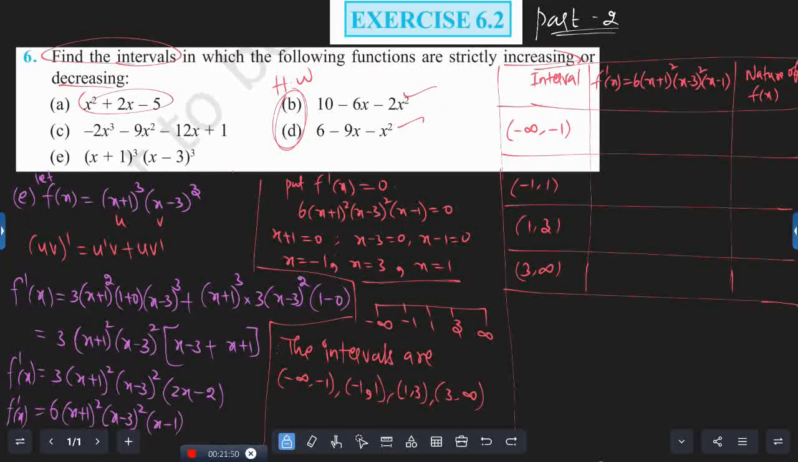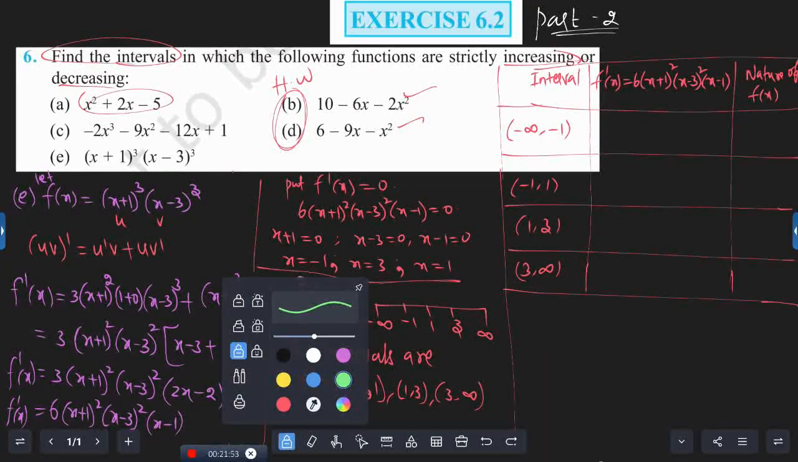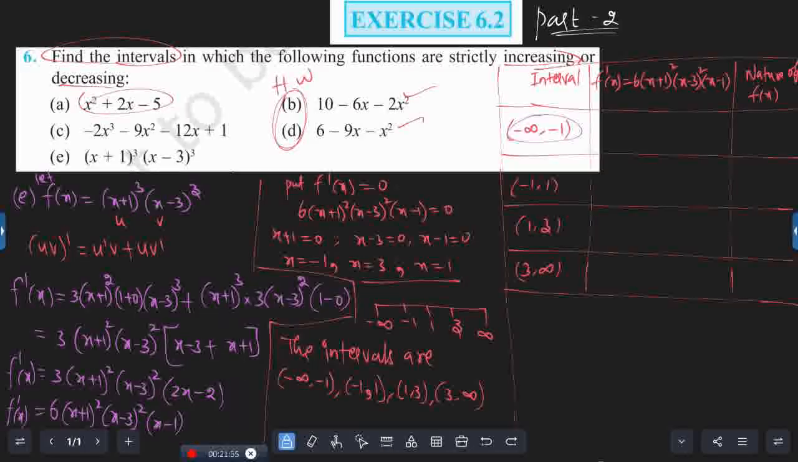Let's see everything one by one. Children, listen. First, from minus infinity to minus 1. If you take any small number, we can take f dash of minus 2. Listen carefully. 6 into... these two never disturb our answer. Why? Very good, there is a square, and a square is always positive. So if I give minus 2 plus 1, that is minus 1, minus 1 squared is plus 1. For x equal to minus 2, minus 2 minus 3 is minus 5, and minus 5 squared is plus 25.